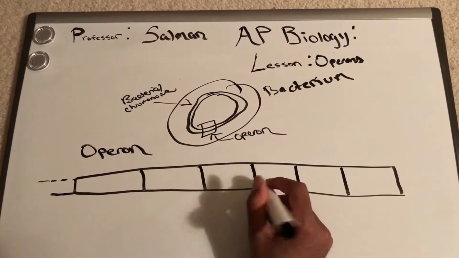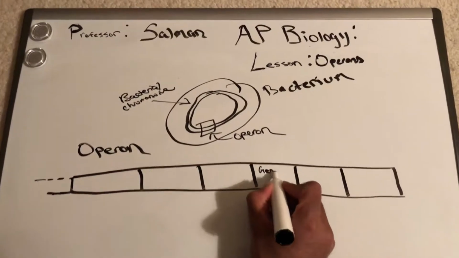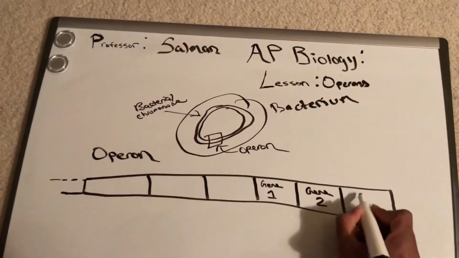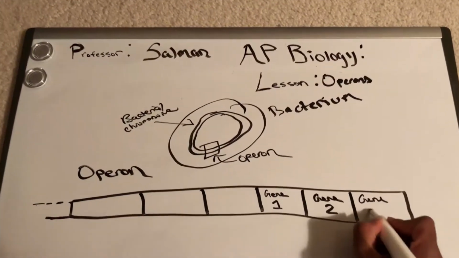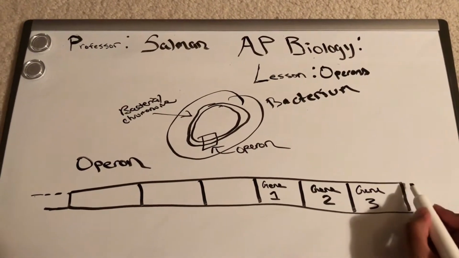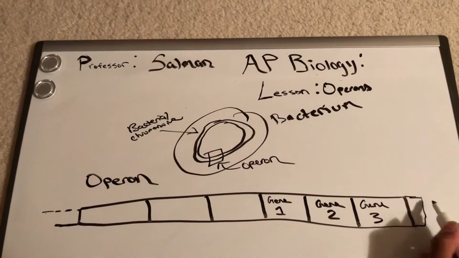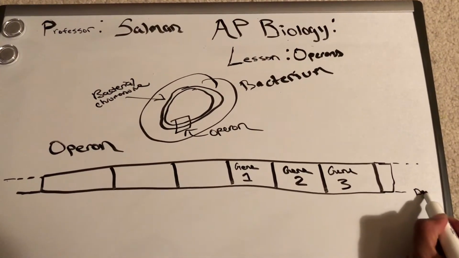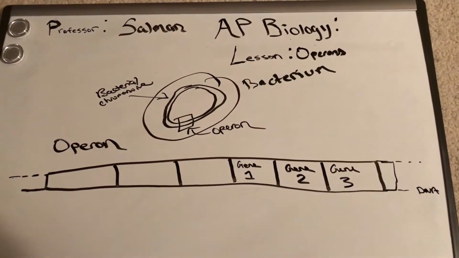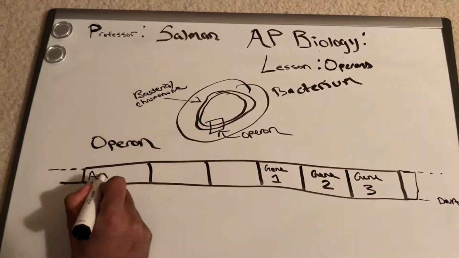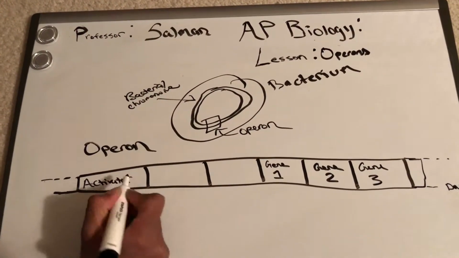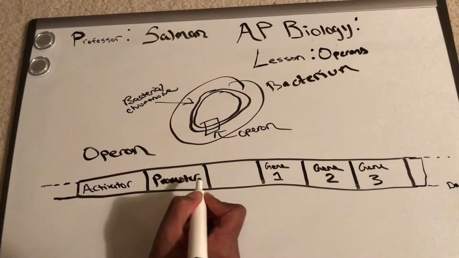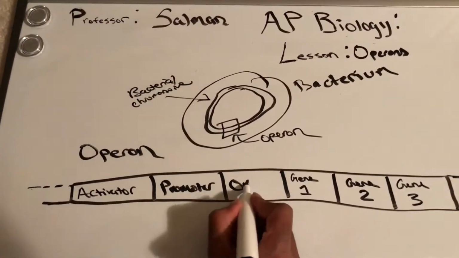So you have basically a bunch of genes in the operon. Let's just say gene 1, gene 2, and gene 3, and some other sections here. And this is basically your DNA sequence. And you have this activator region, this promoter region, and you have an operator region.